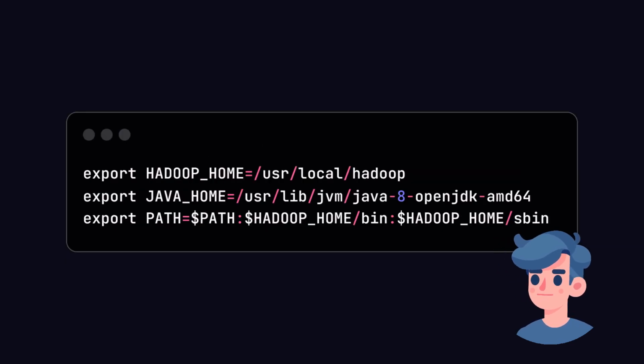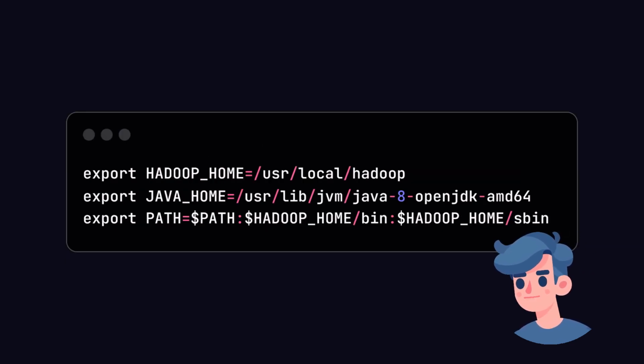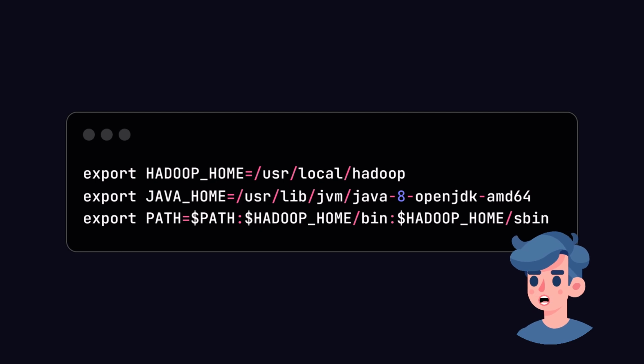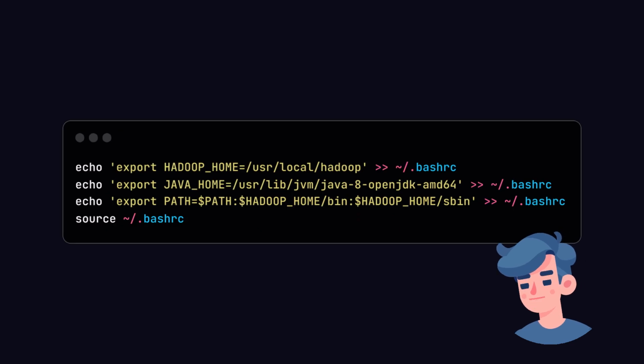Step 3. Configuring Hadoop's environment variables. Now, let's set up the Hadoop environment variables so that you can run Hadoop commands without specifying the complete path. To permanently set these variables, you should add them to your .bashrc or .bash_profile file.